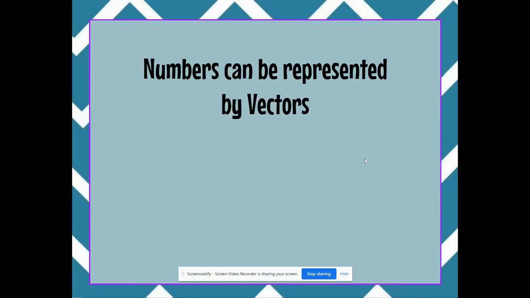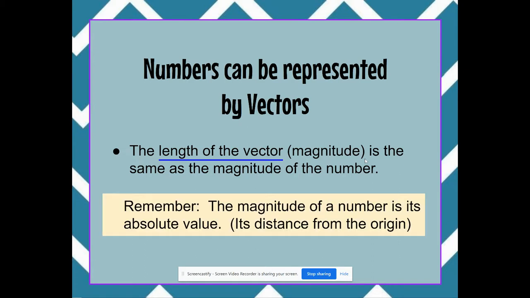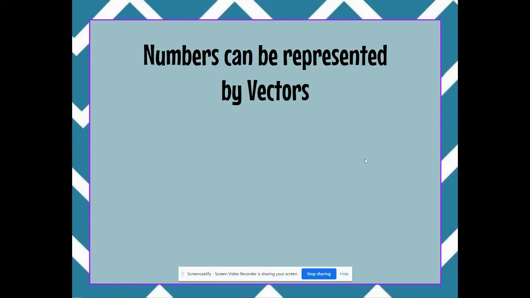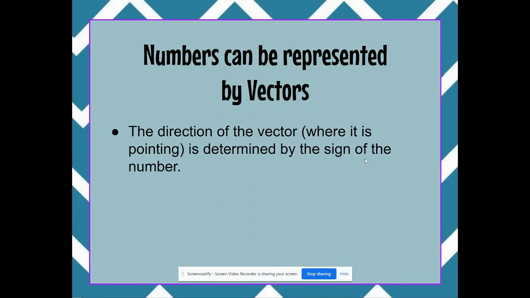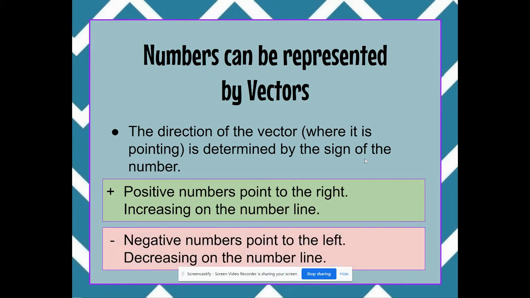Numbers can be represented by vectors. The length of the vector, its magnitude, is the same as the magnitude of a number. Remember, the magnitude of a number is its absolute value, which is the distance that number is located away from the origin. The direction of the vector, where it is pointing, is determined by the sign of the number. Positive numbers point to the right, increasing on the number line in value. Negative numbers point to the left, decreasing on the number line.